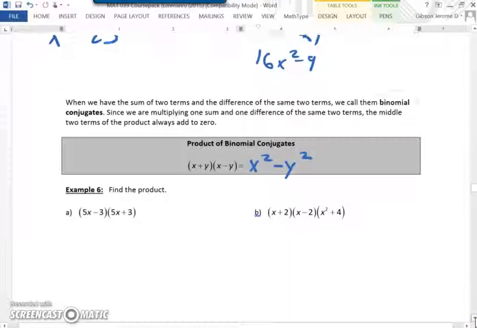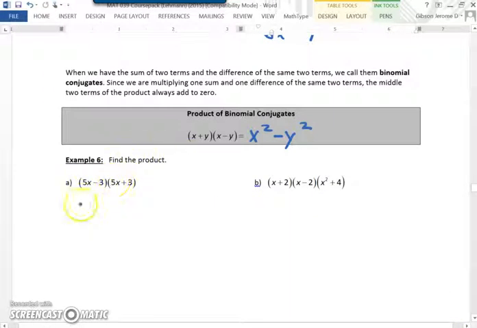Okay, now we have some more here. Multiply the first two, it would be 25x squared. The last two would give you a minus 9. Now, if you look here, we can multiply this. The first two would be x squared. The second two would give us minus 4.